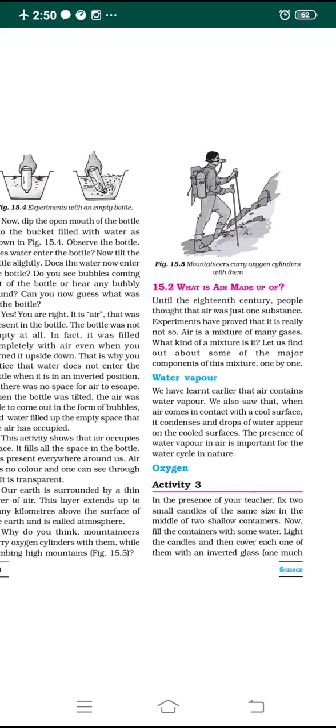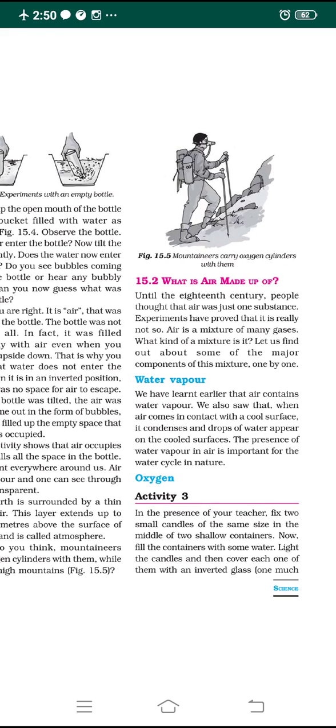Next, the main component of air is oxygen. In the laboratory, we can conduct an activity to understand why oxygen is needed. What is the importance of oxygen in our day-to-day life?